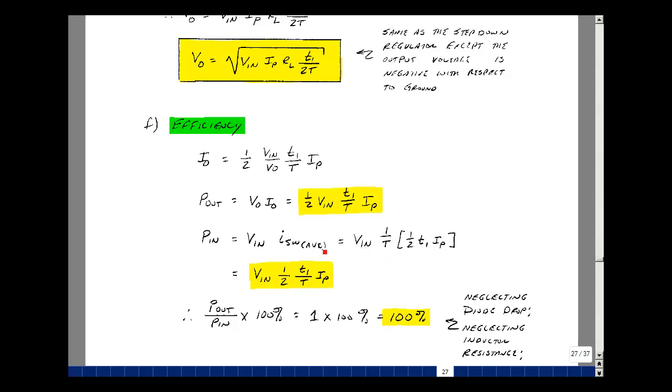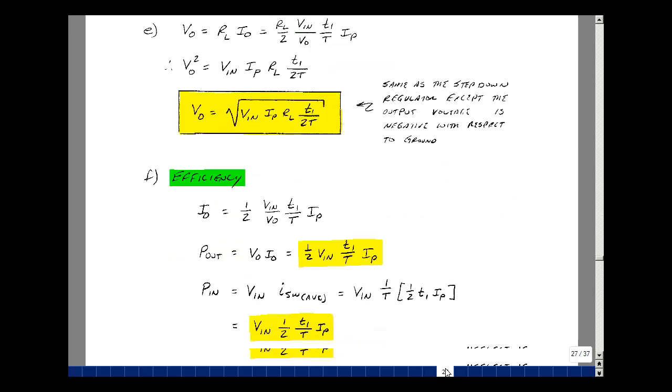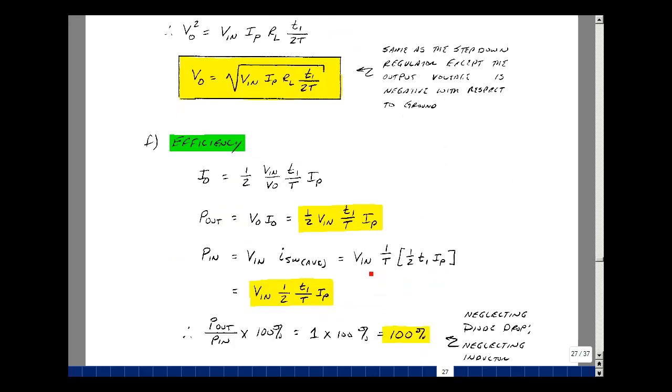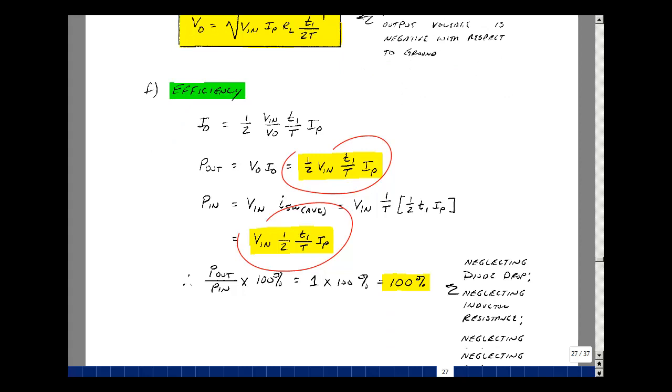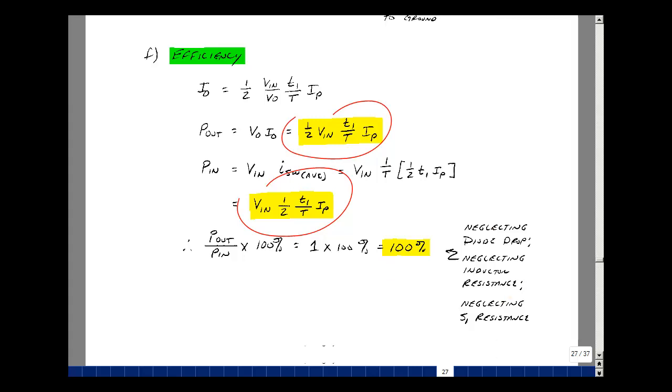And then let's take a look at the switch current on page 26. My switch current is a right triangle. It's 1/2 the base times the height, so that's 1/2 T1 times I sub P. Back to 27. So again, 1/2 the base times the height. We've got V in, the 1/2 T1 over T and I sub P. These are the same expressions, so again we have 100% efficiency. But in reality it won't be 100%, but a little bit less than that because we've neglected the drop across the diode. I haven't included any inductor losses or any switch losses, but again this is going to take us somewhere in the 90% range.